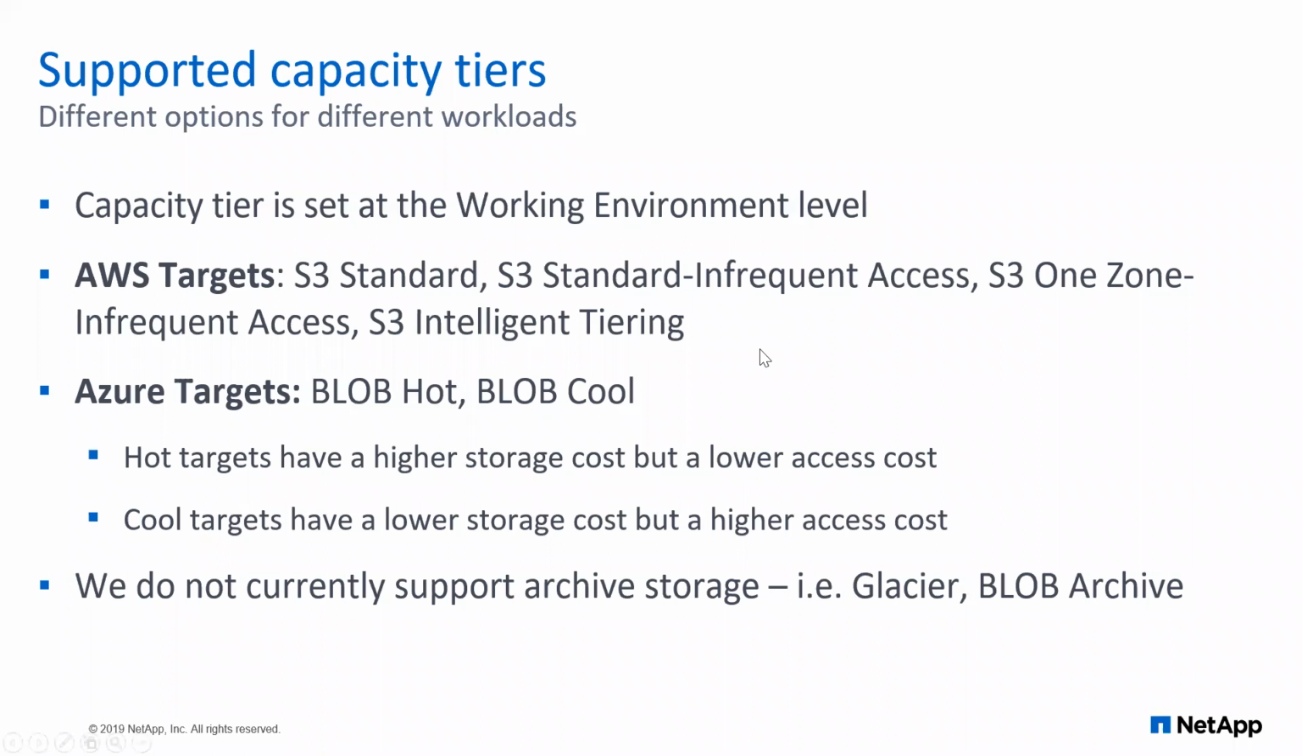Generally speaking, hot targets, so that would be things like S3 Standard or Blob Hot, are going to have a higher storage cost, so a higher cost per gigabyte month. But in the event that you need to retrieve that data from object storage, your access cost is going to be lower. On the flip side, cooler targets, so Blob Cool, S3 Infrequent Access, they're going to have a lower storage cost. So you're going to pay less per gigabyte per month to keep your data in there. But in the event that you ever need to access your data, it's going to cost you more.